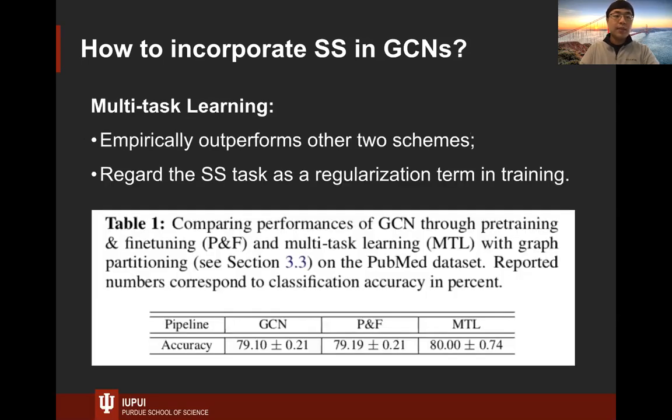The third scheme is multitask learning. In this scheme, the self-supervision task is regarded as a regularization term in the training phase. According to Table 1 again, the result indicates that multitask learning outperforms the other two schemes.